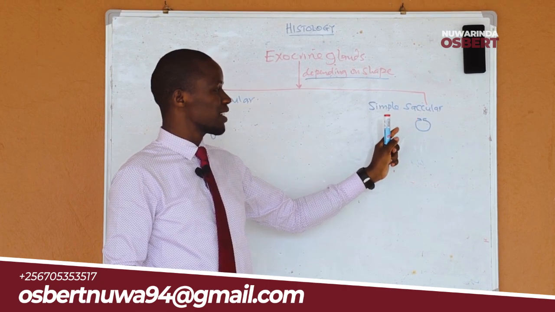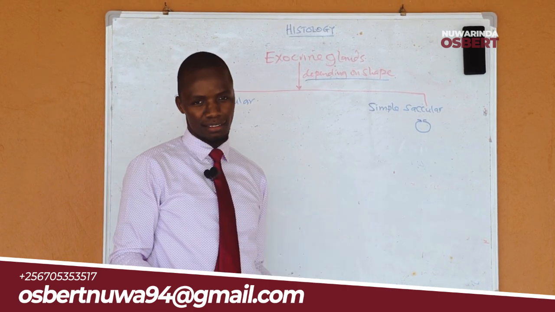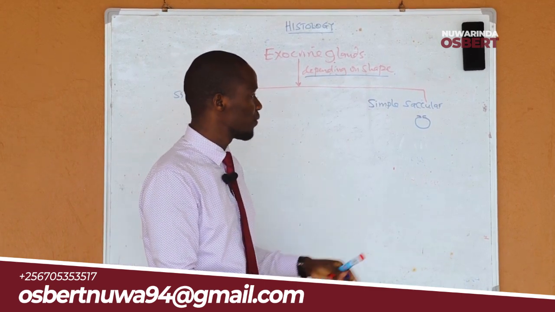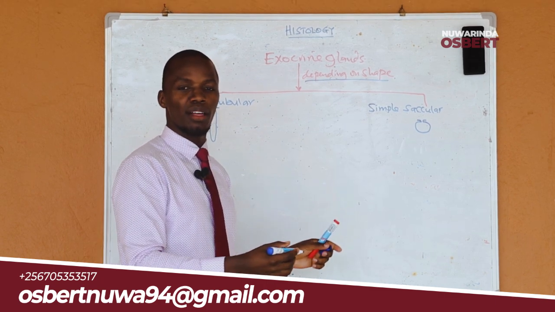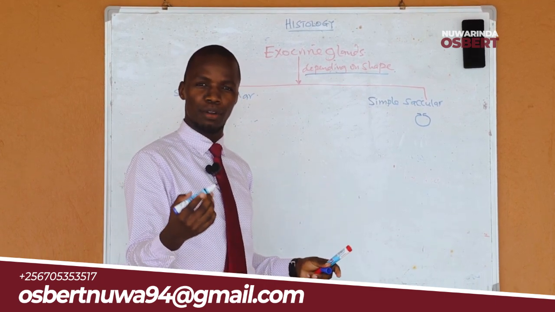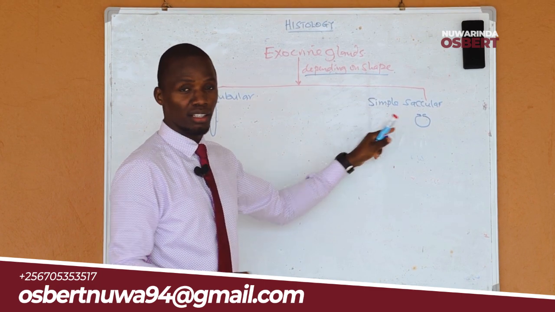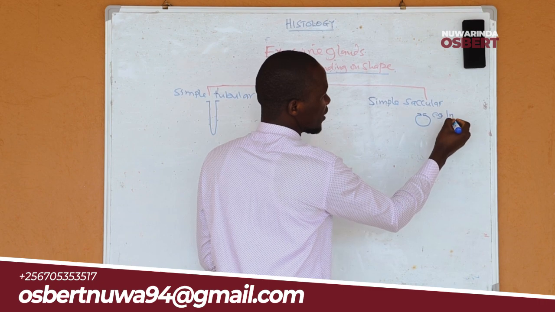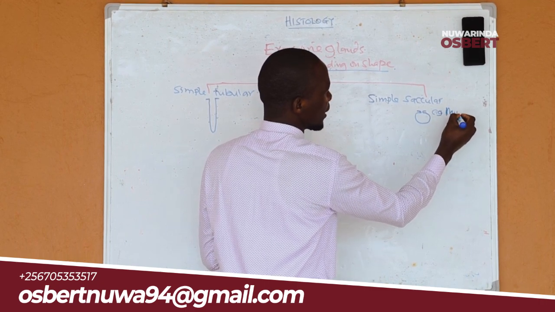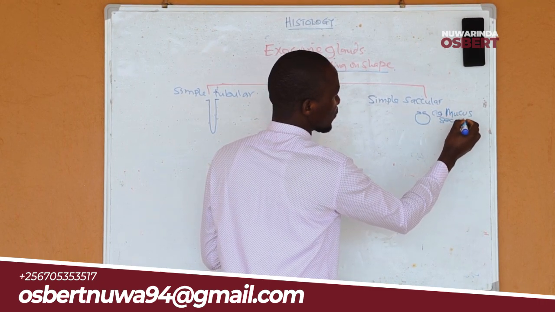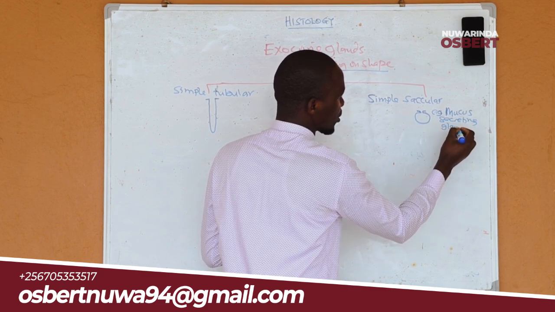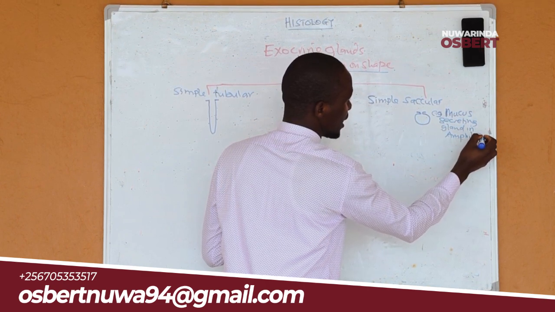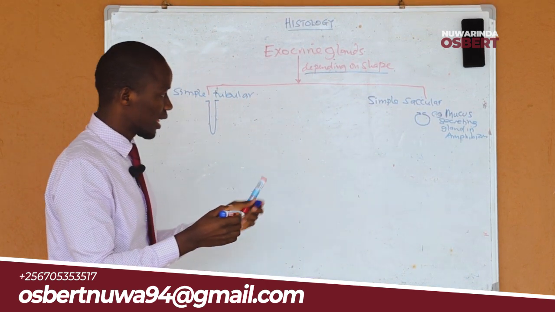Let me first give you an example here. If you check out the different structures of the glands in your body, this is how the mucus secreting glands, for example in amphibians like the frog, look. Mucus secreting glands in amphibians. This is how they look.